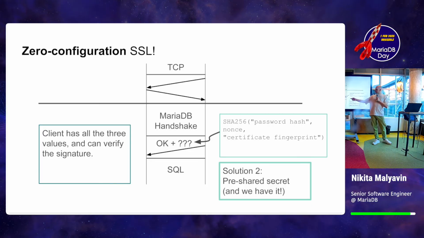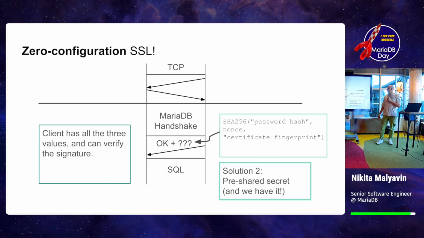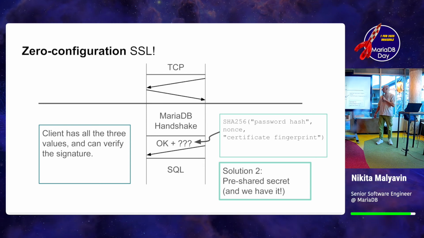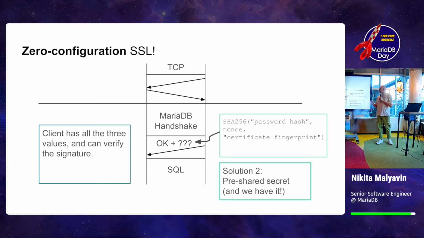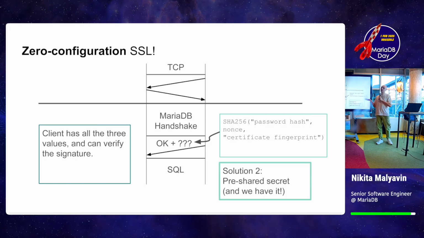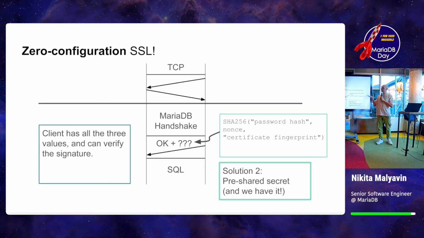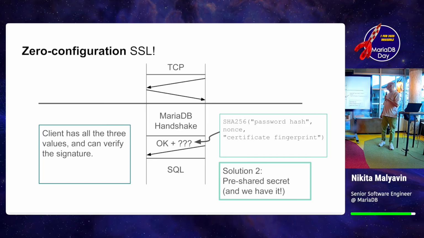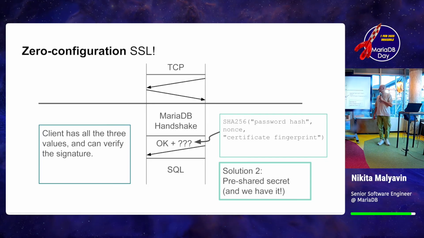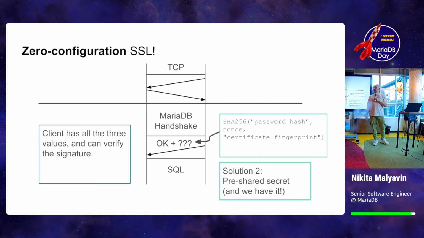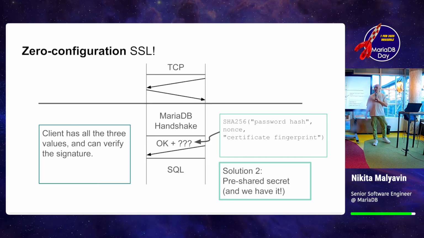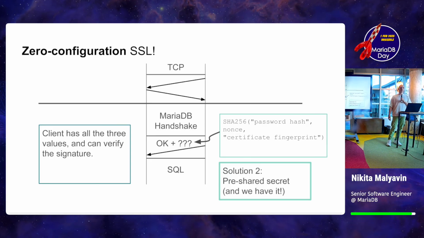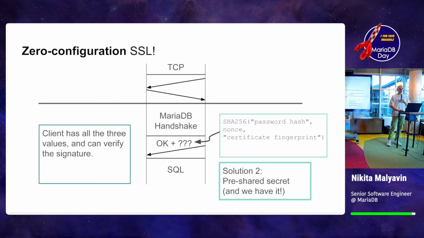On the OK stage, the server can now calculate a hash taken out of this password hash, the nonce, and the common certificate fingerprint obtained by the TLS part. And on the client side, we also know all these three values. So the server sends this hash, and the client side calculates the same hash from the values it has and compares it. That's it. If the values match, then we have a secure connection, and the man in the middle is not present.